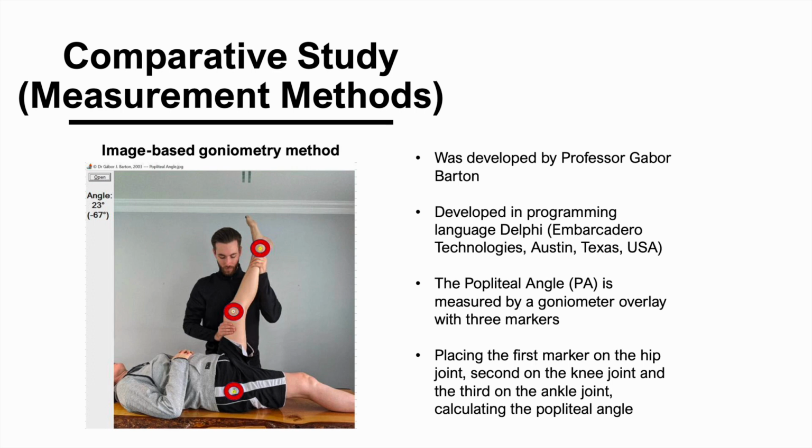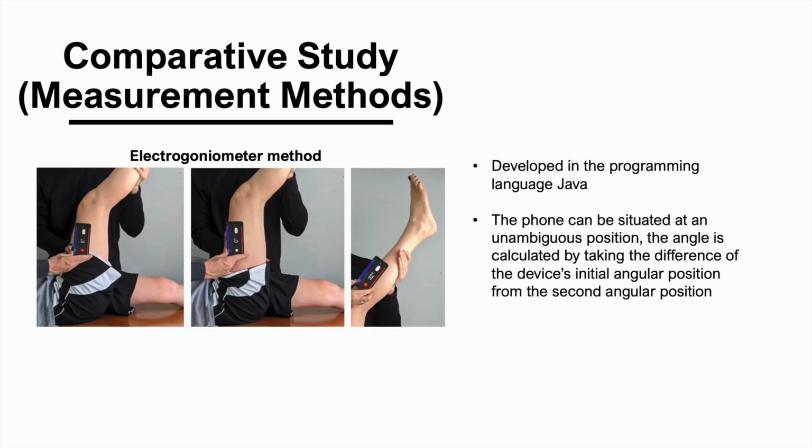The second method is the image-based goniometry method. It's developed by Professor Gabor Barton, who is a professor at Liverpool John Moores University. He developed this application in the programming language Delphi. And essentially, you take a photo and upload it to the application. And as you can see in this photo, the popliteal angle is measured by three goniometer overlays, one on the hip, one on the knee, and one on the ankle joint, resulting in calculating the popliteal angle.